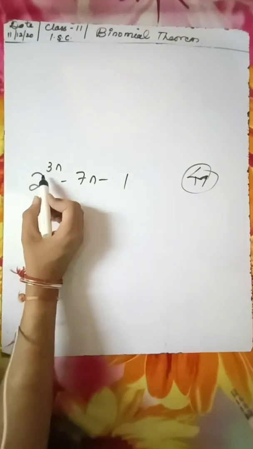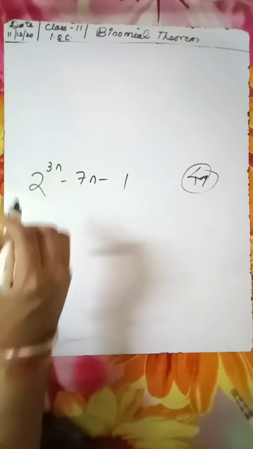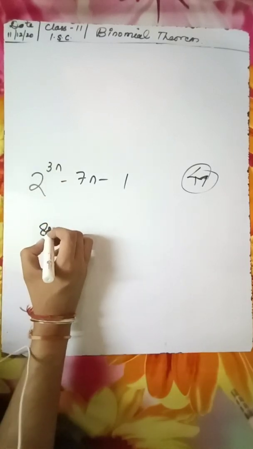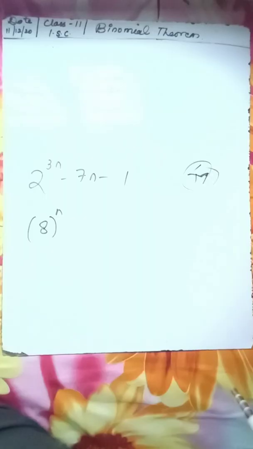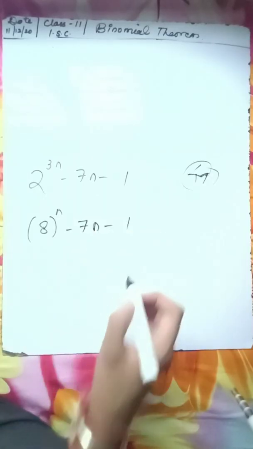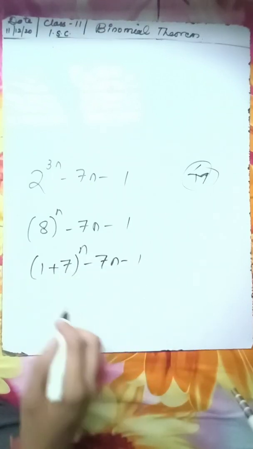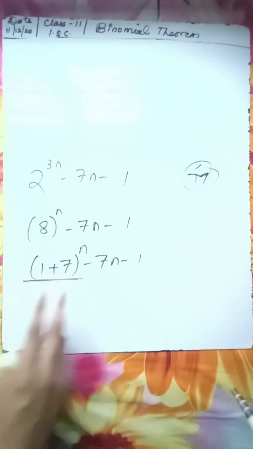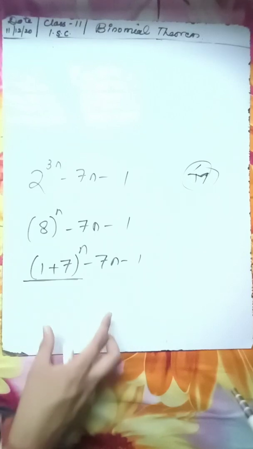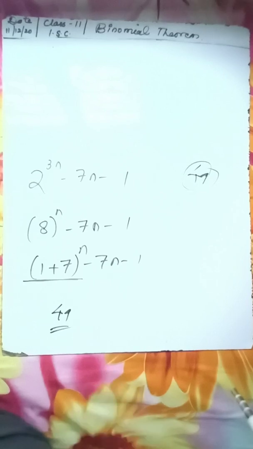See, what we can do: 2 to the power 3n can be written as 8 to the power n. Can we write like this? Because 8 is 2 to the power 3, and 3 into n will give you that, and then minus 7n and minus 1. Now this 8 can be written as (1 plus 7) to the power n minus 7n minus 1. Now using the binomial expansion, just expand this, and whatever terms are cancelling, just cancel, and finally you will get a term which will be divisible by 49, and you can easily do this question. Okay, so try to do this.